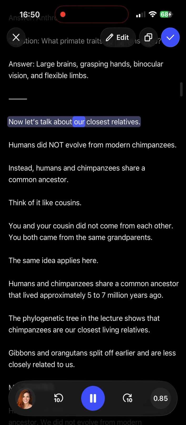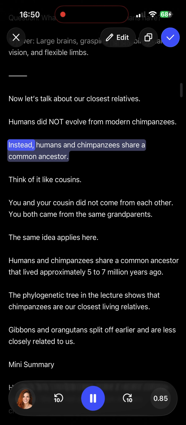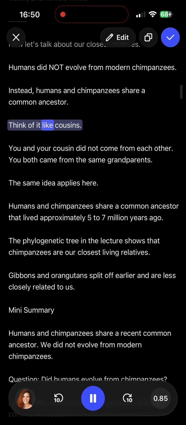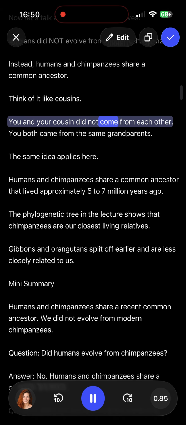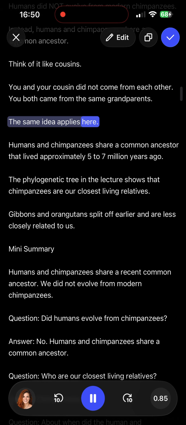Now let's talk about our closest relatives. Humans did not evolve from modern chimpanzees. Instead, humans and chimpanzees share a common ancestor. Think of it like cousins. You and your cousin did not come from each other. You both came from the same grandparents. The same idea applies here.